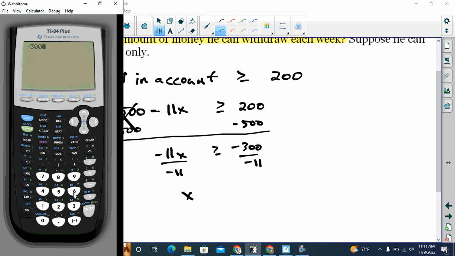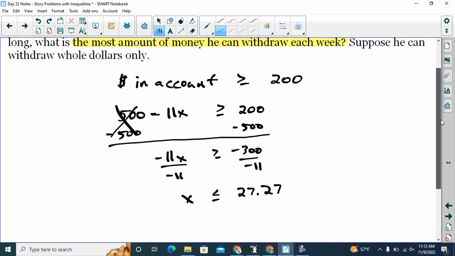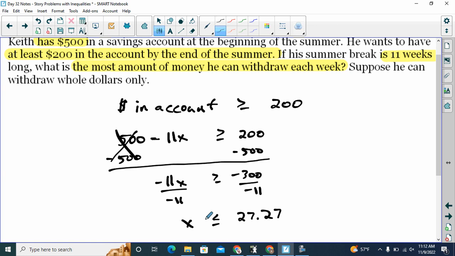Negative 300 divided by negative 11 gives us 27.27. When we divide by a negative, we need to flip our inequality around. So x has to be less than or equal to 27.27.